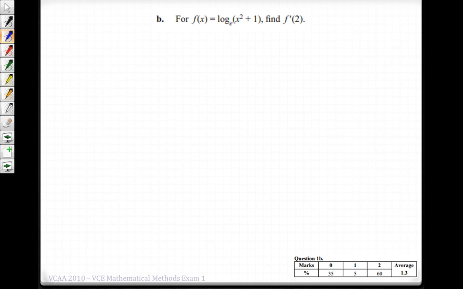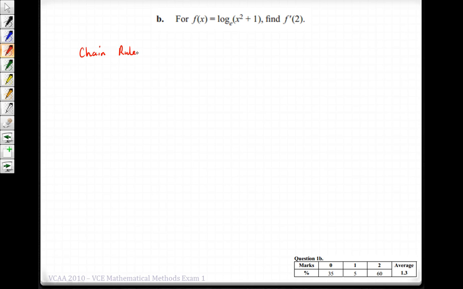Part B says for the function f of x equals log e of x squared plus 1, find f dashed of 2. So this time it's not a product rule, and it's definitely not a quotient rule. Instead, we've got to use the chain rule, because we can identify a function inside another function, if that makes sense.